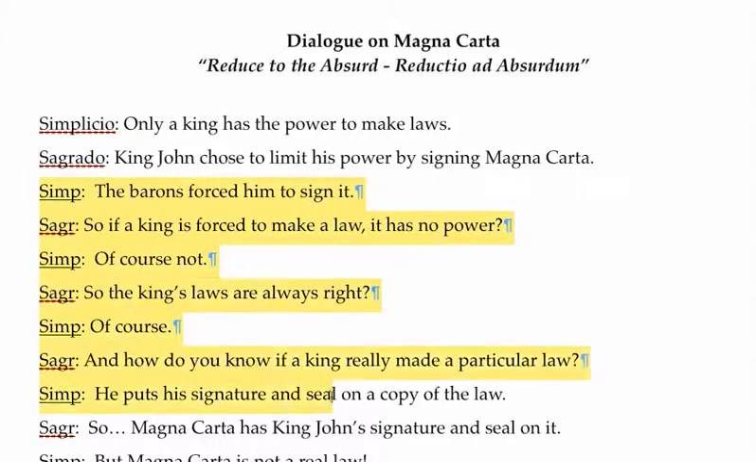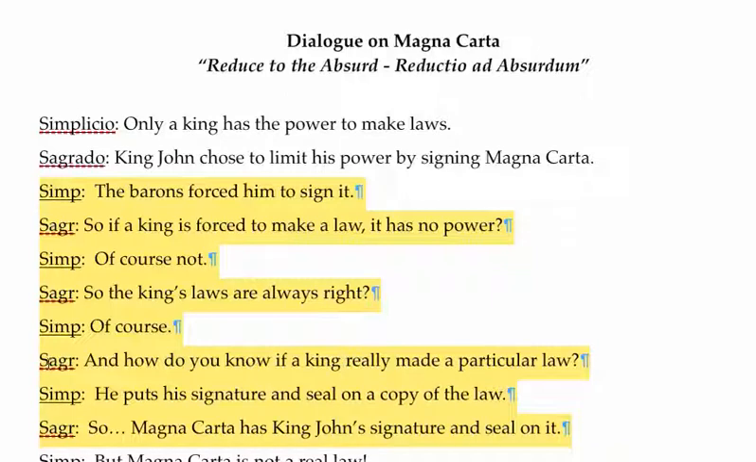Simplicio says that Magna Carta is not really a law because the barons forced the King of England to sign it. But Sagrado points out that if the king is forced into making a law, then it must not have any power. And Simplicio is all over that. He's really happy about that. And Sagrado then asks if the king's laws are always right. And Simplicio says, of course, because that's the position that he's chosen to argue here at the beginning.